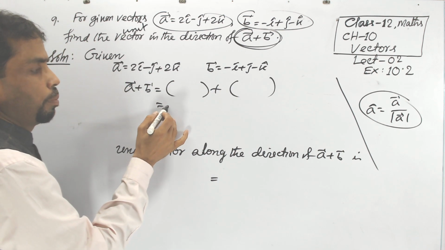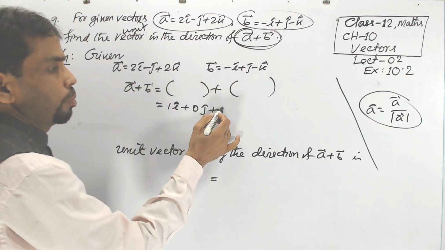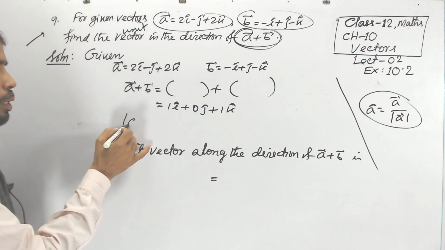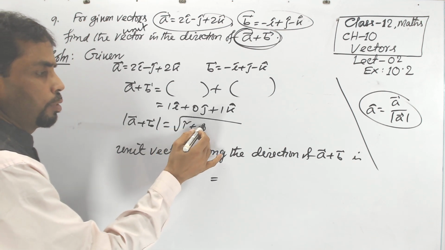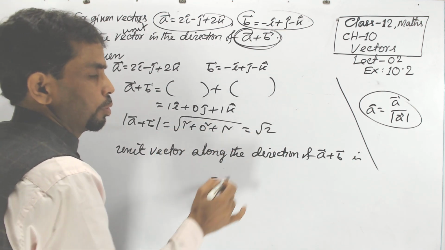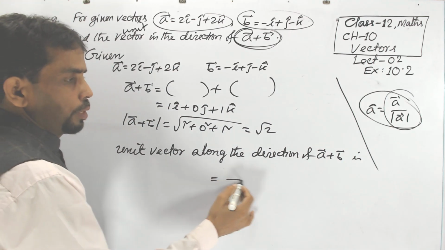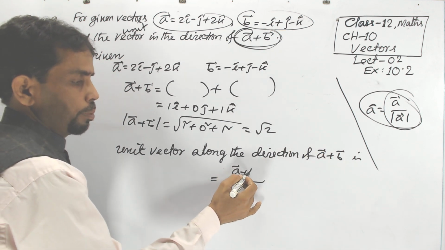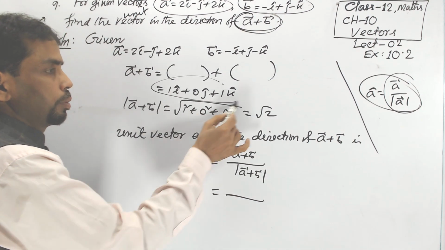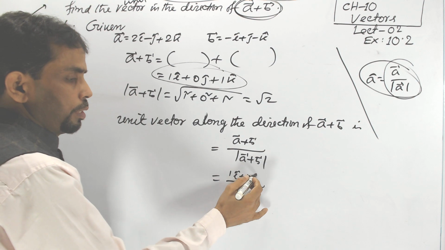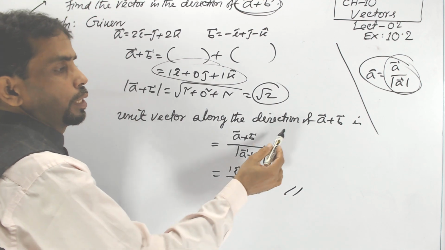2 plus, it will become 1i, minus plus, it will become 0j, and 2 minus 1, it will become 1k. And we have to find its magnitude at first. Magnitude we know, coefficient of i squared, coefficient of j squared, coefficient of k squared. So it is square root of 2. And the unit vector is, this is the formula, vector divided by its magnitude. And here the vector is A plus B. So A plus B divided by its magnitude. So A plus B, this is the vector we got, 1i, 0j plus 1k, divided by magnitude, square root of 2. So this is the required unit vector in the direction of A plus B.